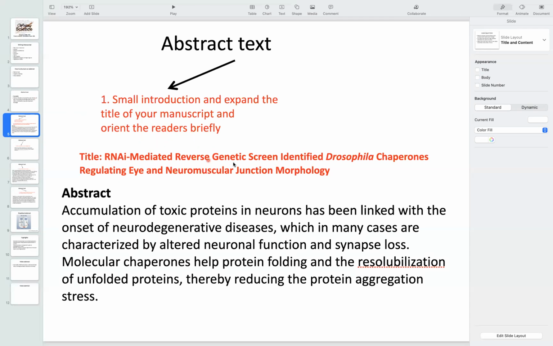Here is the title of the manuscript: RNAi mediated reverse genetic screen identified Drosophila sapiens regulating eye and neuromuscular junction morphology. The title suggests the identification of Drosophila sapiens and their role in the eye and neurons. So when you write the abstract, you start with a basic introduction about neurons, then Drosophila sapiens, how they are important in neurodegenerative diseases, and what happens when sapiens are dysfunctional. Those first few sentences are the introduction.